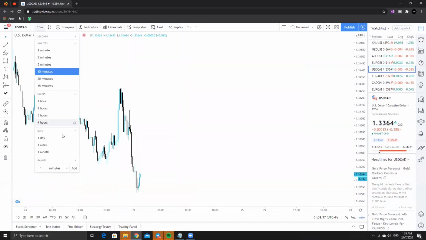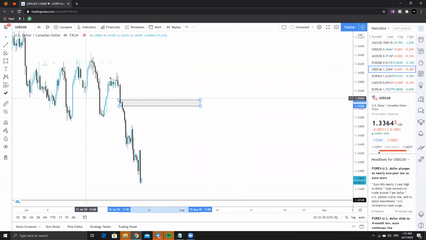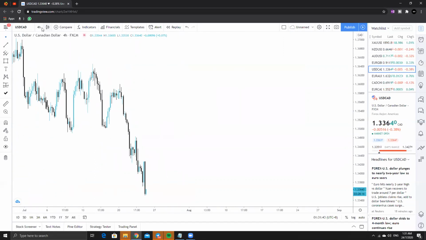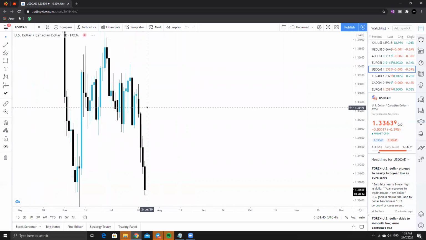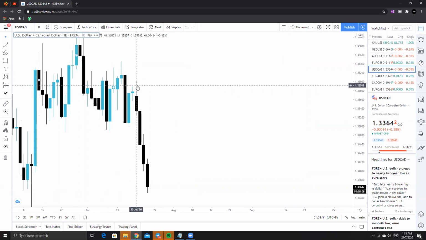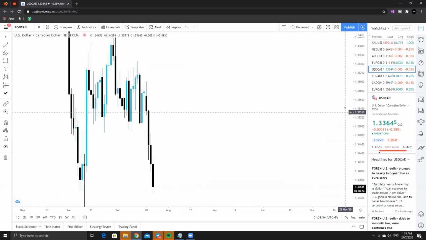So, you see these moves. Have you guys ever wished you could have actually gotten in on this snipe right here? Did you guys ever want to get in on that snipe? I'm sure you would have wanted to.